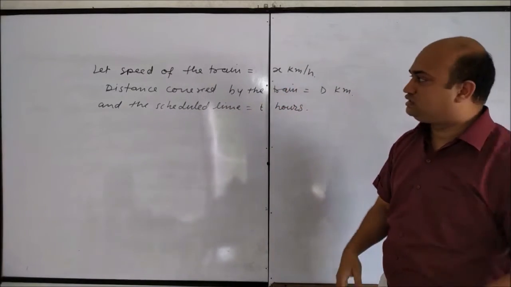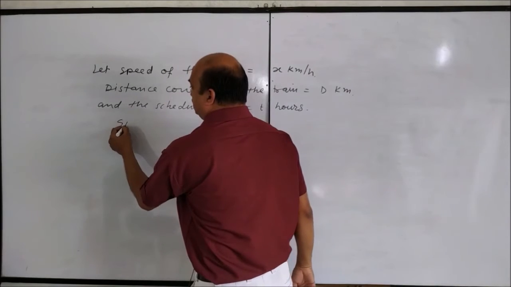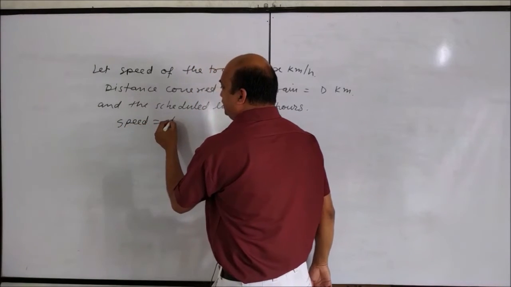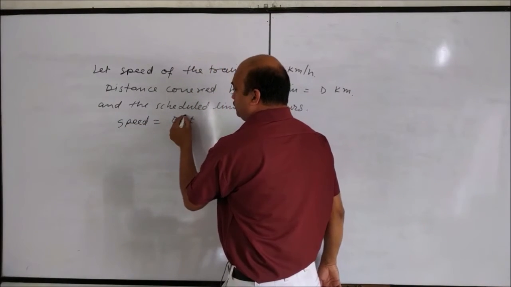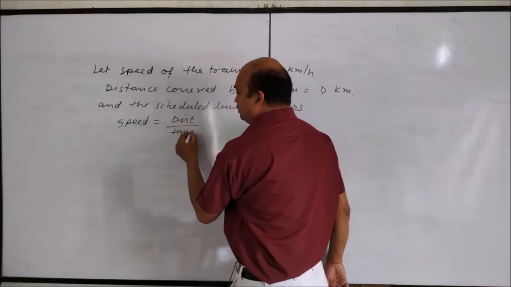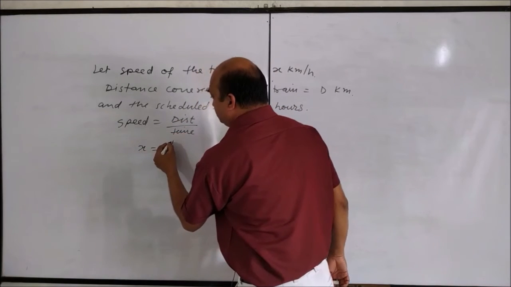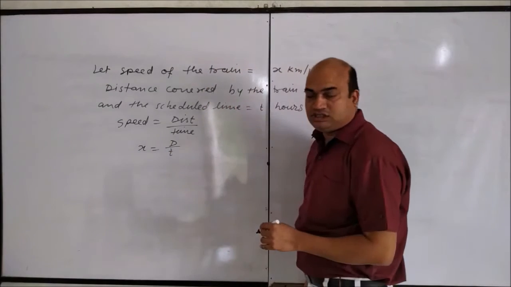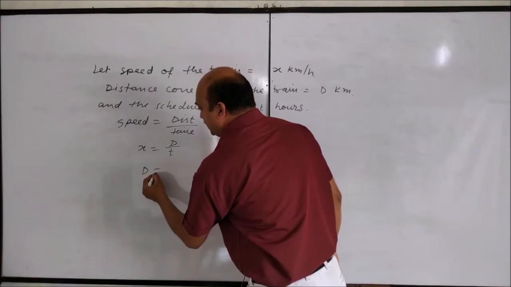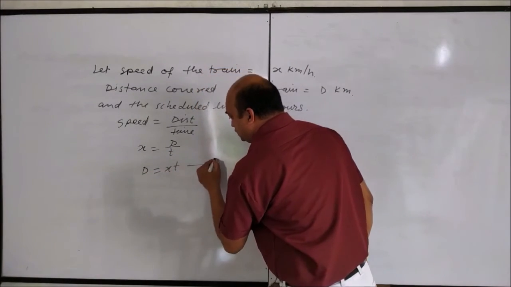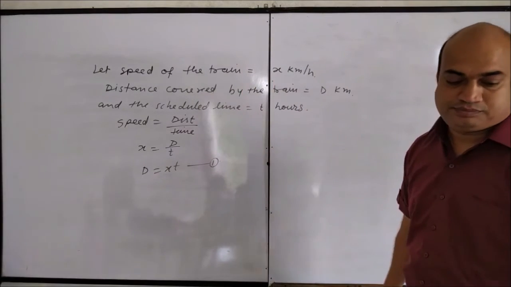We considered speed of the train x km per hour, distance covered by the train d kilometer, and the scheduled time t hours. Therefore, by speed equal to distance upon time, x we will get d by t, or d we will get xt. This we consider equation number 1.